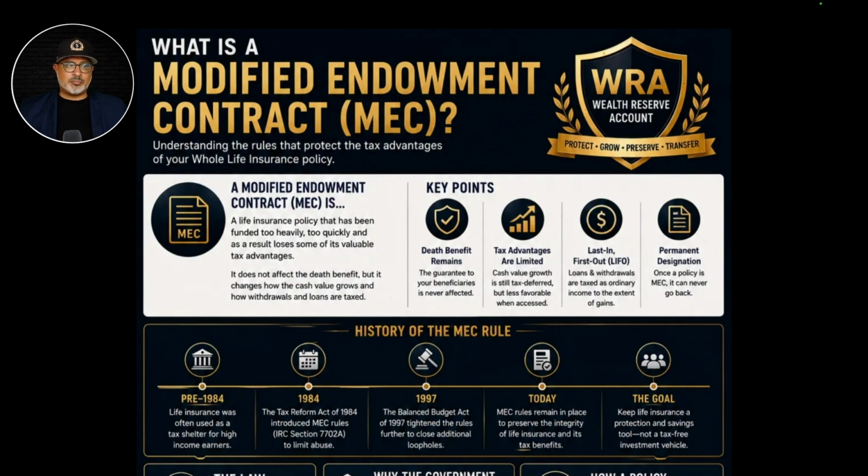If the policy is set up properly and it is a non-MEC, then the last in, first out rule does not apply. You will not be taxed on policy loans. If it does become a MEC, once it MECs, that's it. You can't go back. It becomes a MEC and it can never go back.